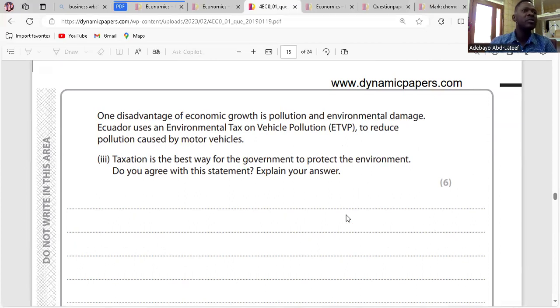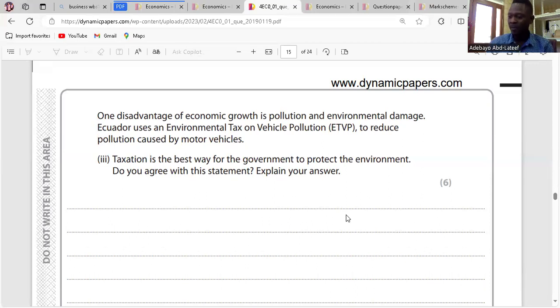So first, you have to define what taxation is. Taxation is a levy imposed by government on the production and consumption of goods and services. That is what taxation is. So taxation is the best way to reduce pollution caused by motor vehicles based on the following reason. One, it increases the cost of polluting activities. So if government imposes more tax, it means polluting becomes more costly, and if that happens, pollution would reduce.